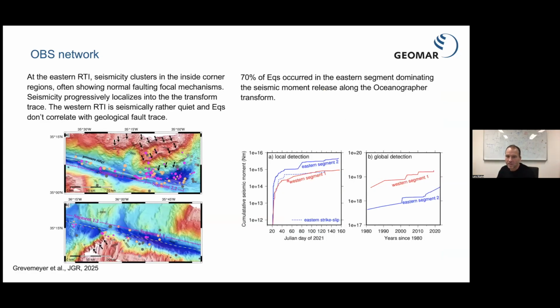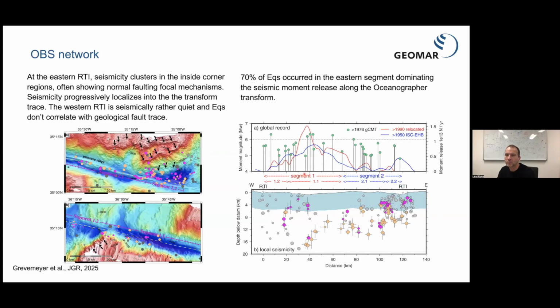That is clear in the seismic moment release, that the eastern segment has much more seismic moment release than the western segment, so clear segmentation. And if you plot up that versus depth, we also see a segmentation in it, that the deeper seismicity is on the western part, but much less so. And then there's much more seismicity in the eastern part.